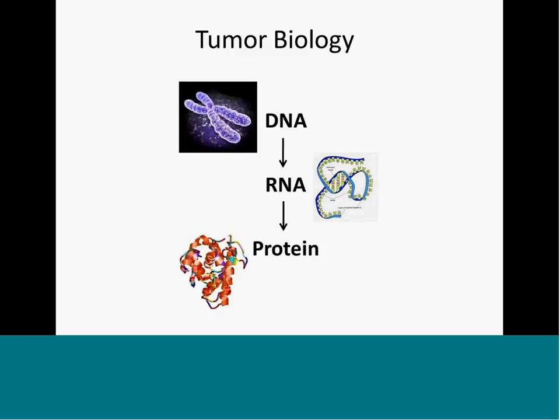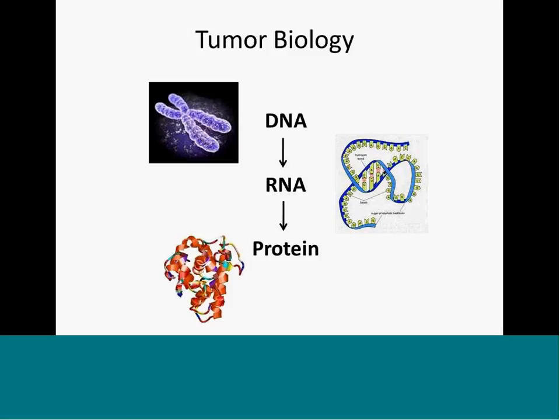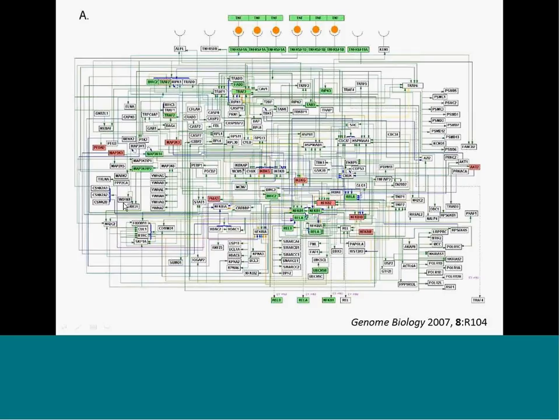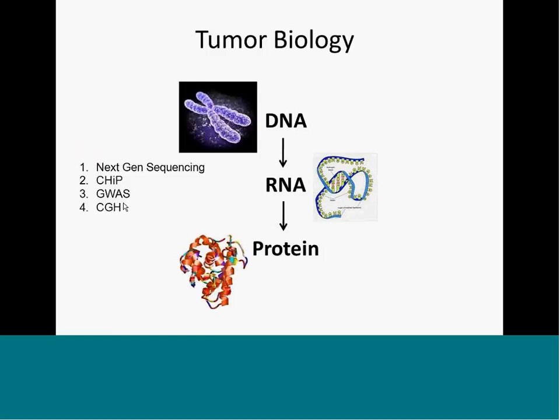So the good news is we're doing a lot better than we were 20 years ago. When I was in grad school 20 years ago, we didn't really have a lot of ways to study DNA, RNA, and protein, but now we have all sorts of things, right? For DNA, we can do next-gen sequencing, chip analysis, GWAS, comparative genomic hybridization. For protein, we have antibody-based proteomics, mass spec. For RNA, we can do RT-PCR, microarray, RNA-seq.